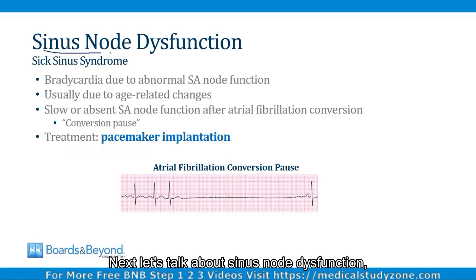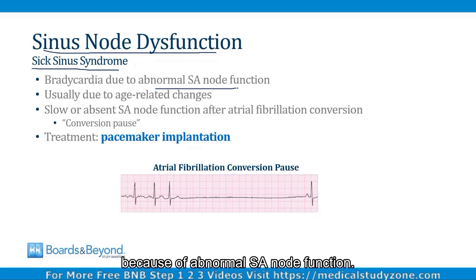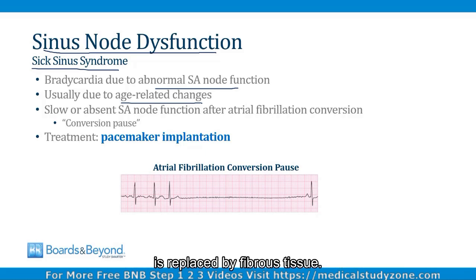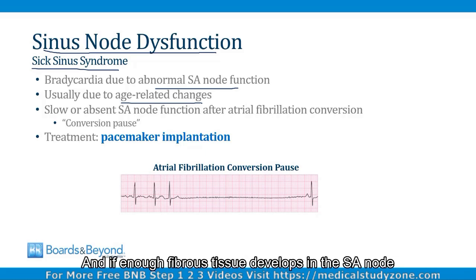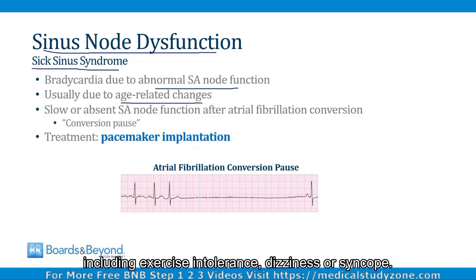Next, let's talk about sinus node dysfunction, which is also called the sick sinus syndrome. This refers to sinus bradycardia because of abnormal SA node function. And usually this occurs in older patients and it's caused by age-related changes. As we age, some of our conduction system in the heart is replaced by fibrous tissue. And if enough fibrous tissue develops in the SA node, that will lead to abnormal function of the SA node. This can cause sinus bradycardia and can cause any of the symptoms of bradycardia we talked about earlier, including exercise intolerance, dizziness, or syncope.